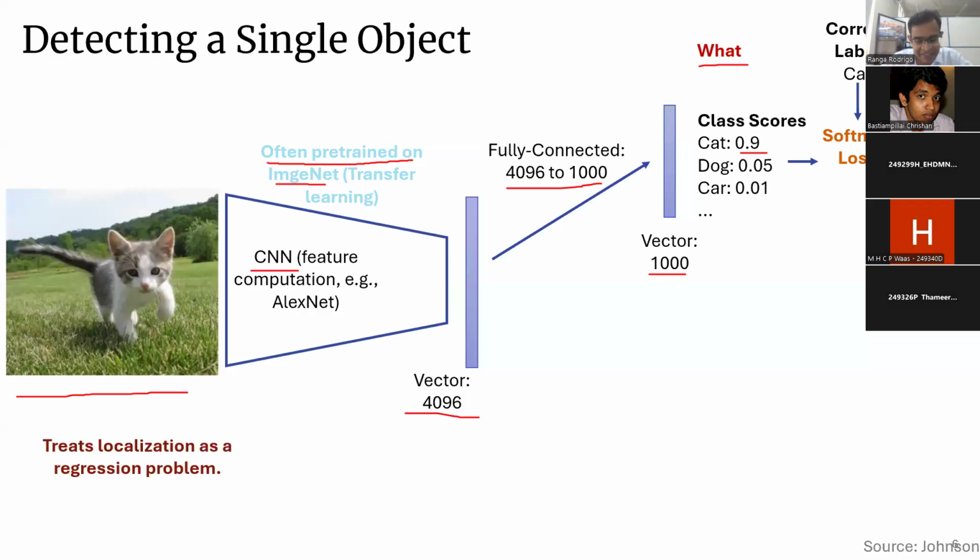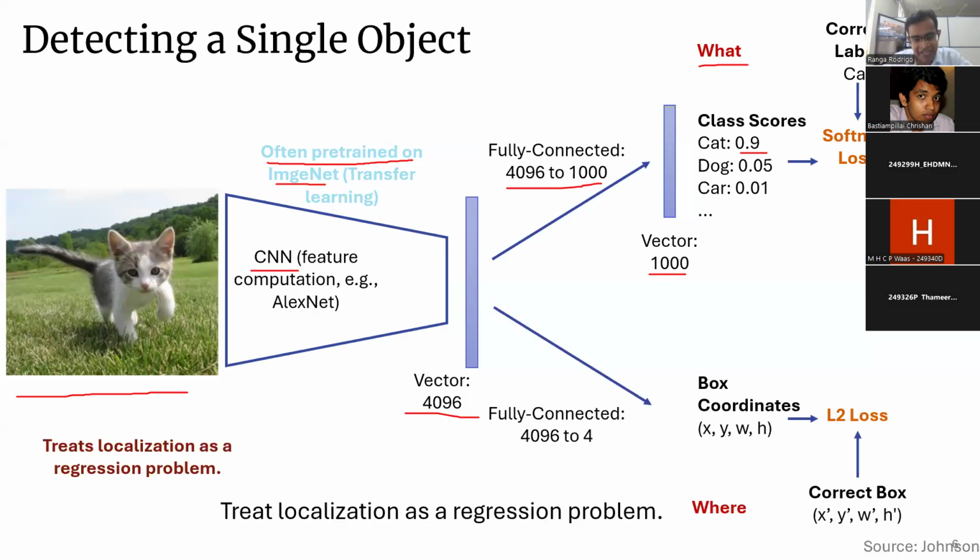But for object detection, this is not enough. If there is only one single object there, then we can connect another fully connected network. This fully connected network can be from this 4096 to 4 because we need to predict four numbers. What are those four numbers? X, Y, W, and H. And we have the four numbers of the correct box in the ground truth data set. For that we can use the L2 loss.